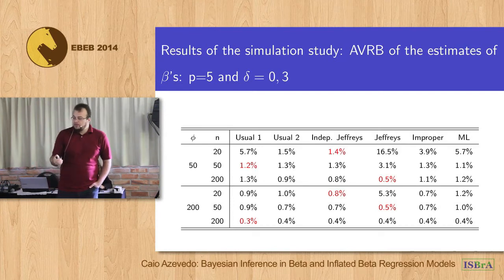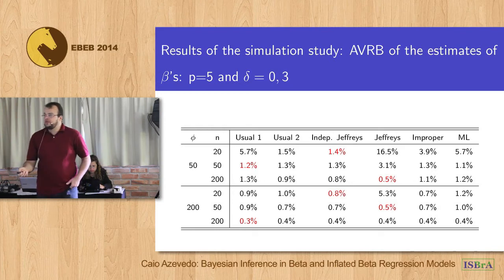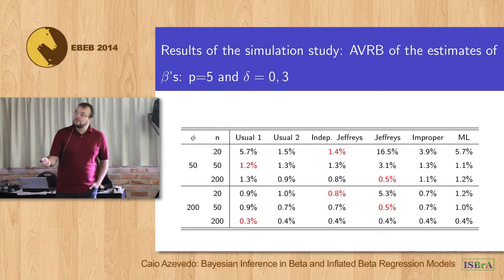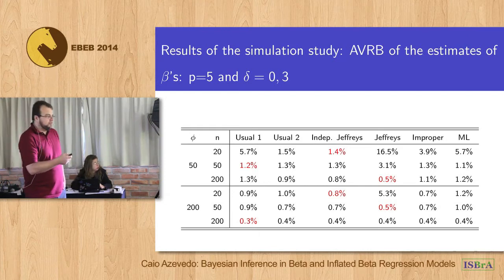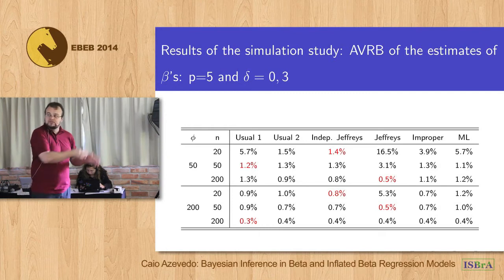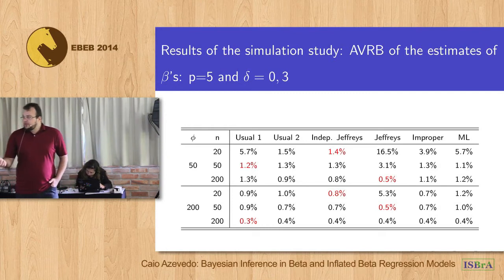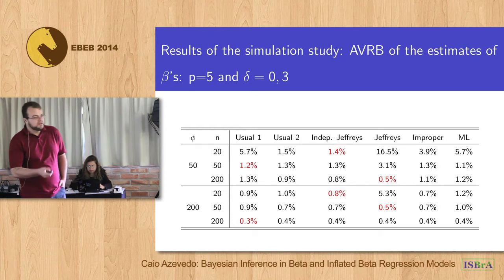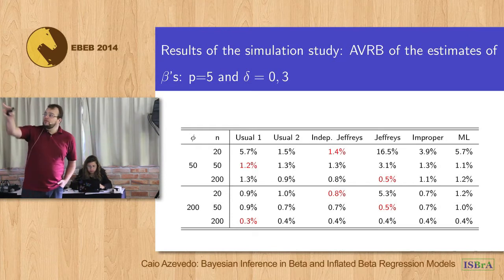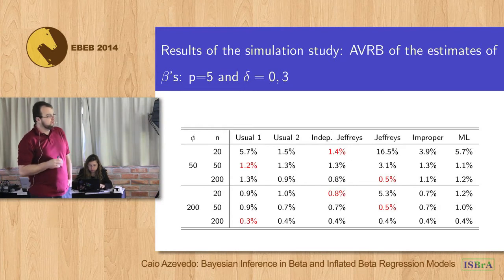For example, by considering a real value for phi equal to 50 and a sample size equal to 20 with 5 covariables and the value of delta equal to 0.3, remember that we are in the setup of the zero and one inflated beta regression model. We can notice that the independence Jeffreys prior presented the most accurate values for the regression parameters, betas.